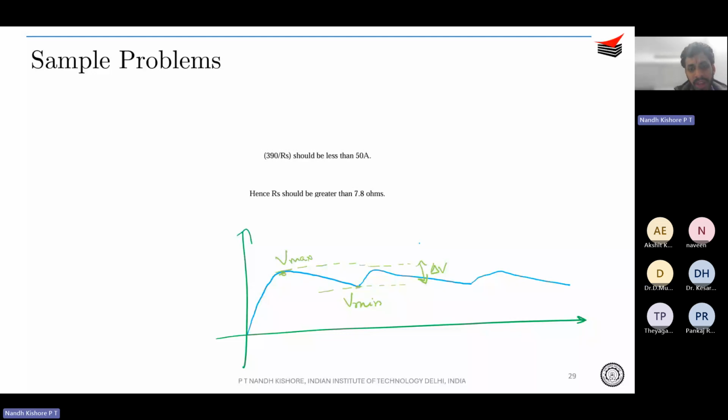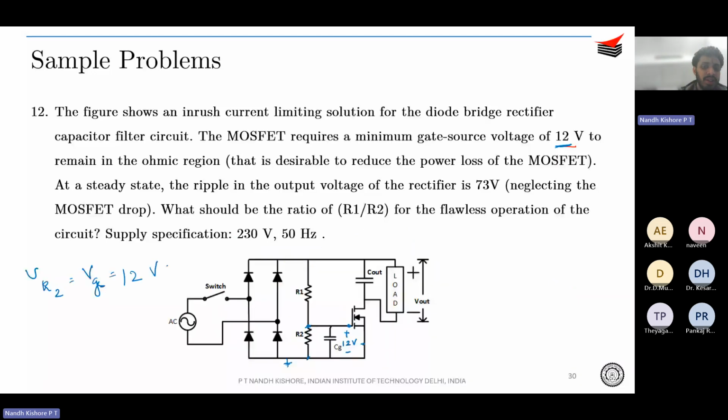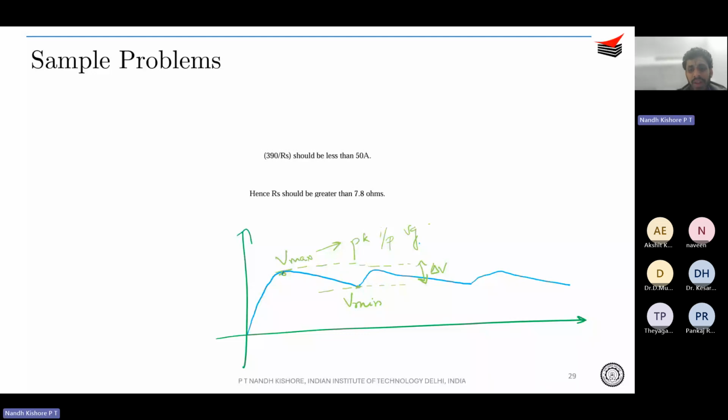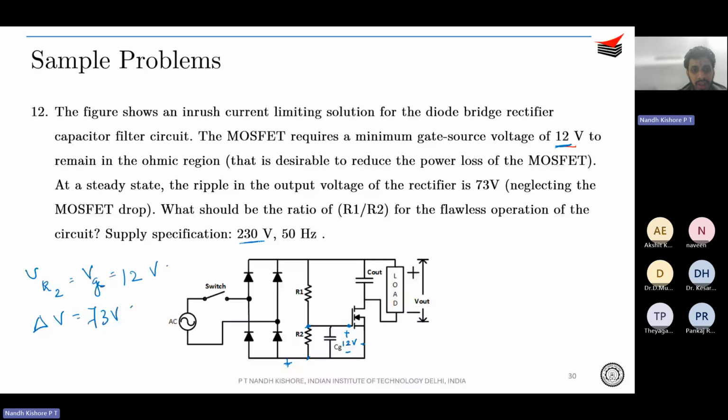So what is your Vmax? Vmax is obviously equal to your peak input voltage. They have also given that the ripple in the output voltage is 73 volts, which means your delta V is 73 volts. And Vmax is the peak input voltage. Your supply specification is 230 volt RMS, correct?